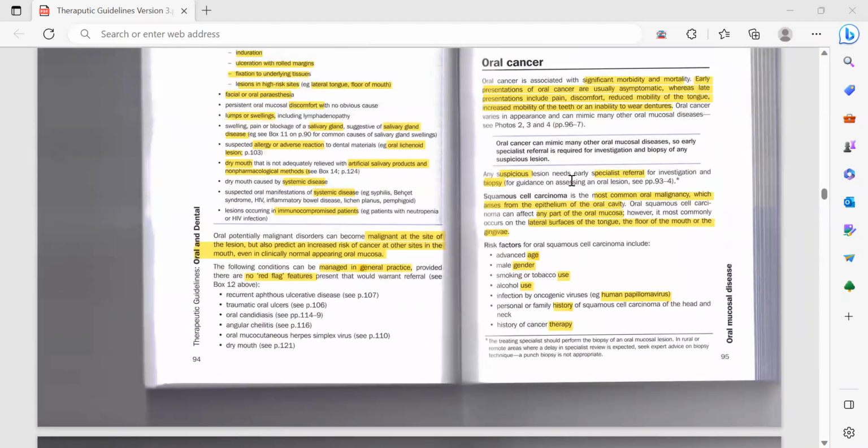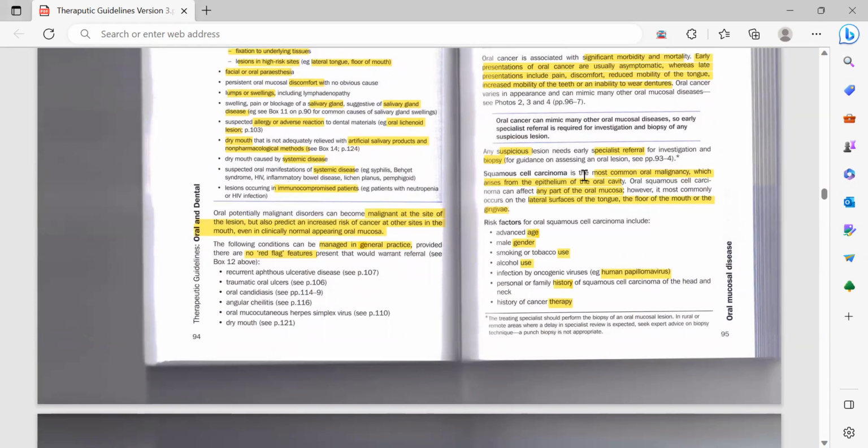Then any suspicious lesion needs early specialist referral for investigation and biopsy. So whenever you are suspicious, what you need to do is refer to the specialist as soon as you can for the investigations and biopsies. The specialist would do the investigations, and he will choose whether he needs to do an incisional biopsy, excisional biopsy, brush biopsy, or any other type of investigation.